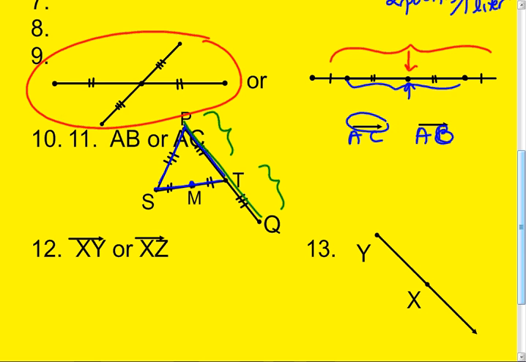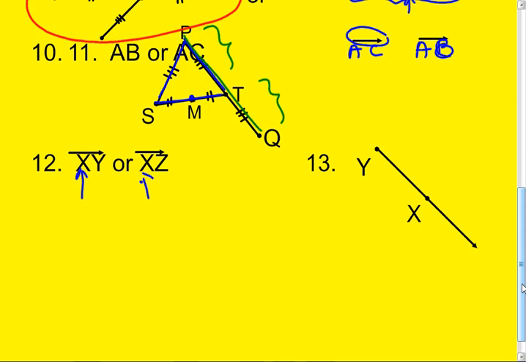And then number 12, do I have, oh, there's the answers for 12. X is where we begin. So it's X to Y or X to Z. Only answers I can think of. 13, draw and label ray YX. You could have also done something like this. Here's Y, here's the beginning, and here's X out here. As long as you begin with Y and the arrow goes away from it. Is that okay?